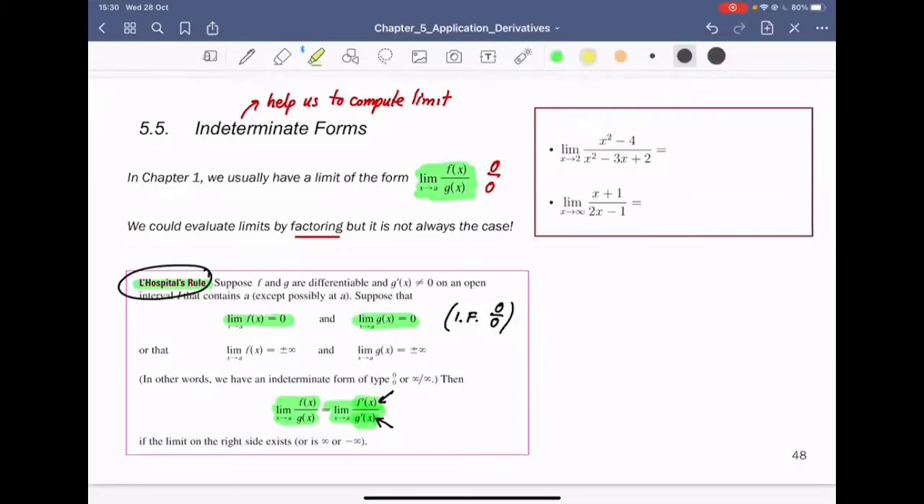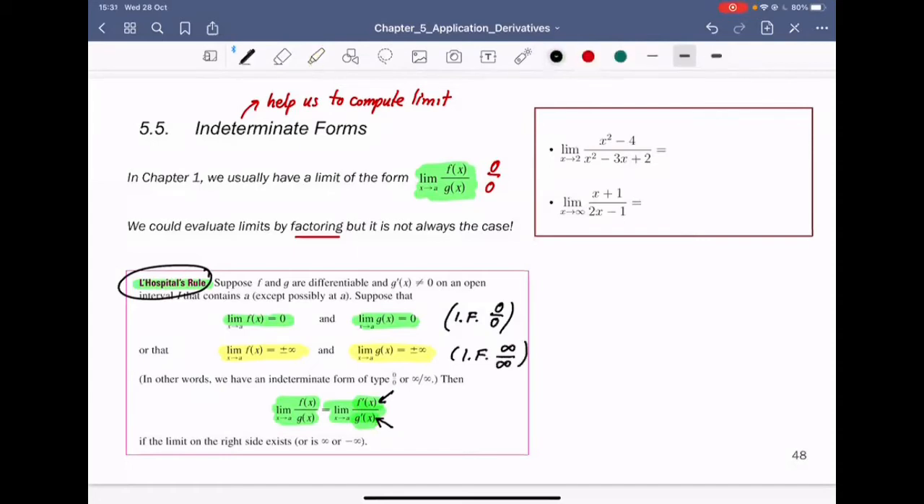Another form where you can use the L'Hopital rule is the one where the limit of the numerator is plus or minus infinity, and the limit of the denominator is plus or minus infinity. If you see indeterminate form infinity over infinity, you still can use the L'Hopital rule. These are the only 2 forms where you can use the L'Hopital rule.